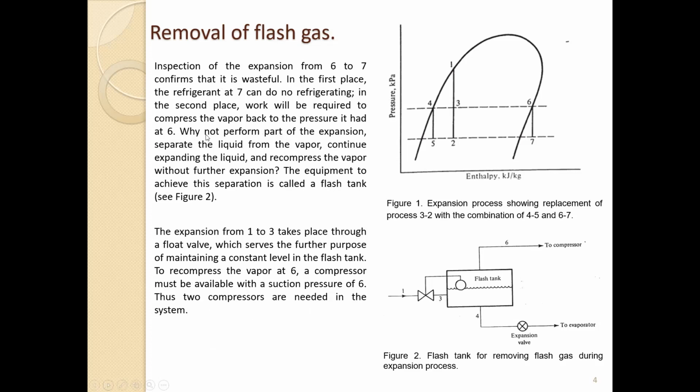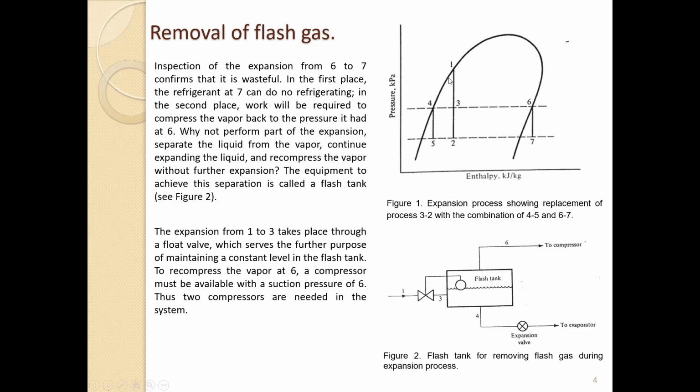Inspection of the expansion 6 to 7 confirms that it is wasteful. In the first place, the refrigerant at 7 can do no refrigerating. In the second place, work will be required to compress the vapor back to the pressure it had at 6. Why not perform part of the expansion, separate the liquid from the vapor, continue expanding the liquid, and recompress the vapor without further expansion? The equipment to achieve this separation is called the flash tank, figure 2.